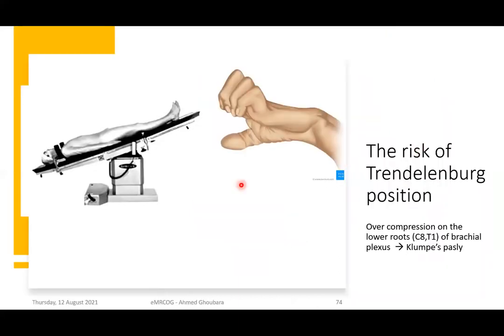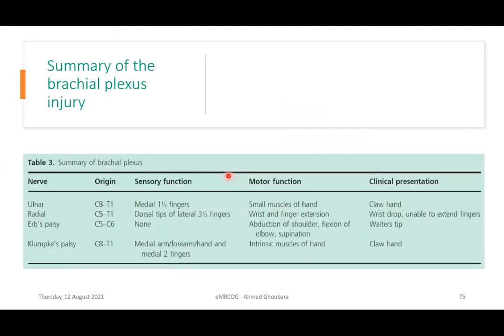On the other one, compression of the lower roots, like C8 and T1, leads to Klumpke's palsy, which is a disorder of the intrinsic muscles of the hand, and will lead to a closed hand, like in this one. So Klumpke's closed hand and Erb's waiter's tip stiff hand. This picture is very important. This is a table from the TOG article of the college, discussing the different brachial plexus injuries. So all you need to do is memorize the ulnar nerve injury, the Erb's injury, and Klumpke's. C5 and C6 lead to waiter's tip. Klumpke's C8 and T1, closed hand.